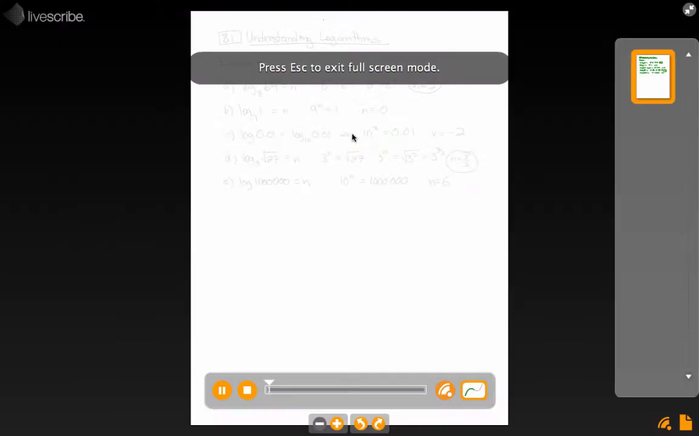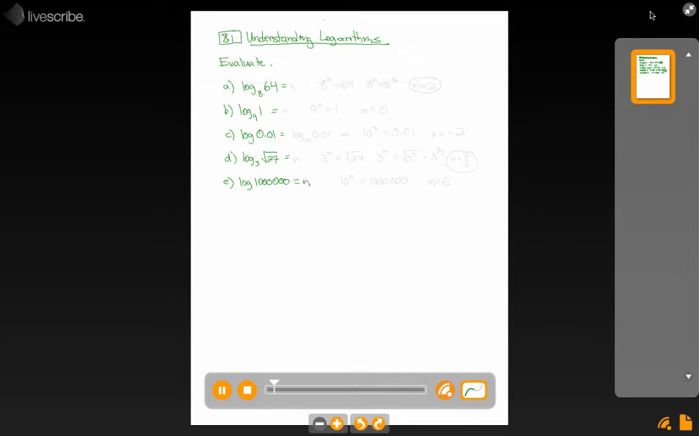This example comes out of section 8.1, Understanding Logarithms. In this first part of the example, we're just asked to evaluate, meaning find the answer of these logs. Some of them you'd be able to punch in one step quickly on a calculator, others not quite as direct.